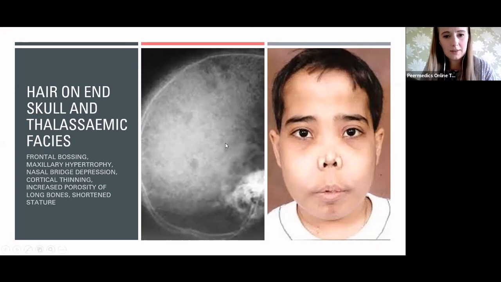And you get this thing, the picture hasn't really showed it very well, annoyingly, called the hair on end sign, which looks like you've got lots of little spikes coming out of the skull on X-ray. It's because you've got this cortical expansion, but it's all very porous and thin, so it looks like little hairs that are standing up.